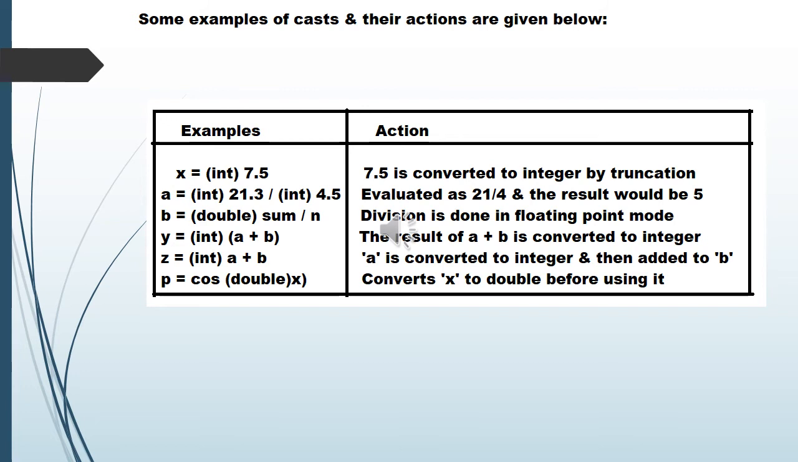b = (double) sum / n. Division is done in floating point mode. y = (int)(a + b), it is in parentheses. The result of a + b is converted to integer. Next, z = (int) a + b. a is converted to integer first and then added to b. p = cos((double) x). It converts x to double before using it.